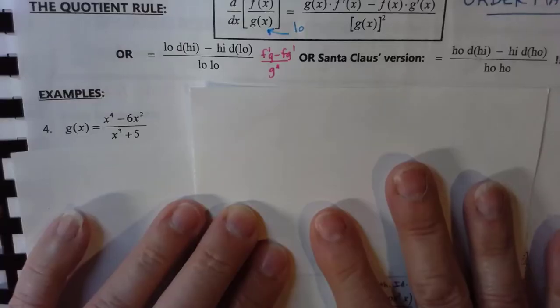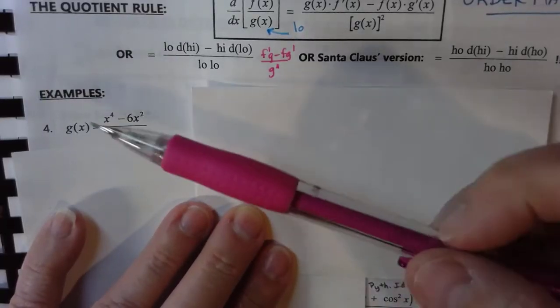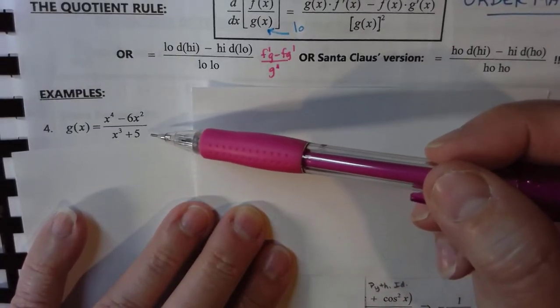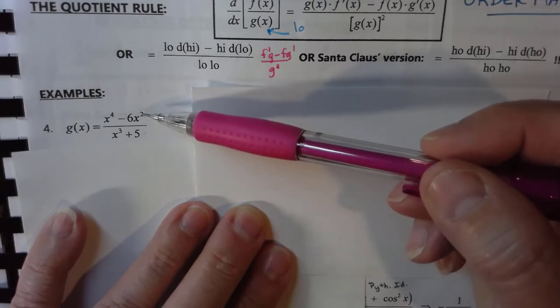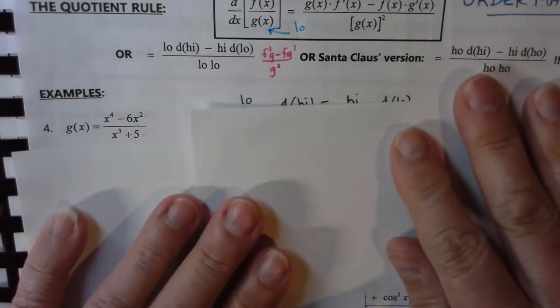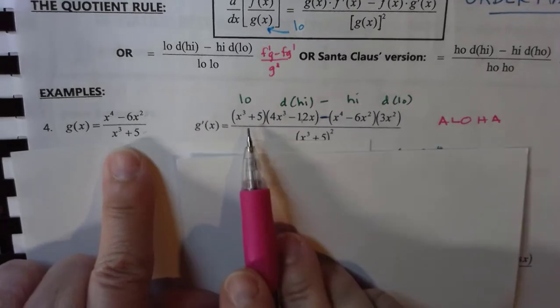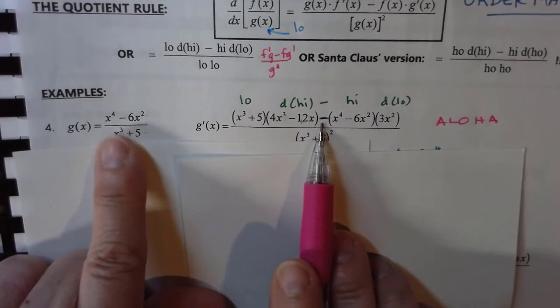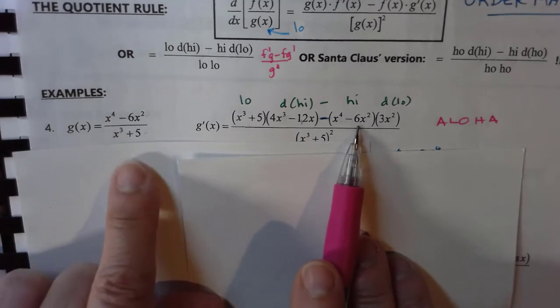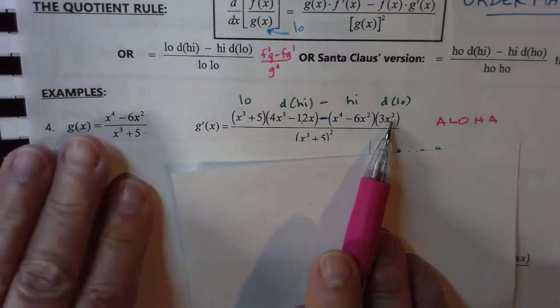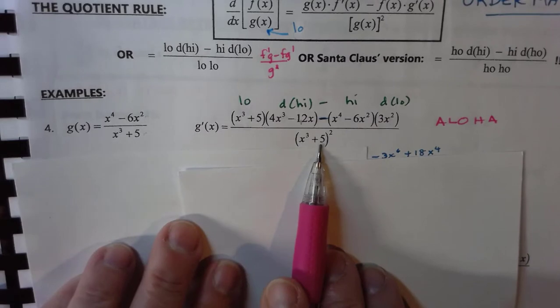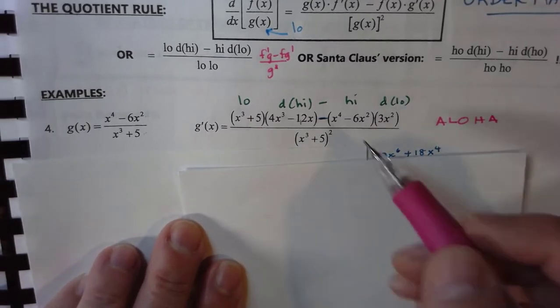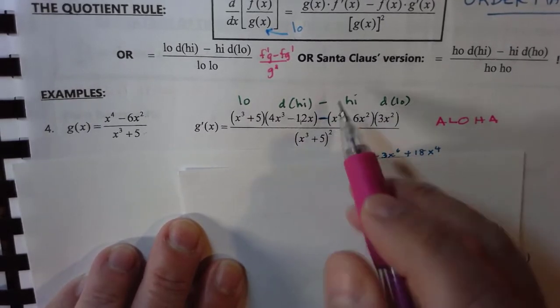Here we go. Here we have x to the fourth minus 6x squared over x cubed plus 5. This is my low function. This is my high function. Low times the derivative of high, I've gone ahead and taken the derivative of it, minus the high function times the derivative of the low function over low low. Now we have a low-ho. And let's remember, all of this is following a negative sign. Here we go.